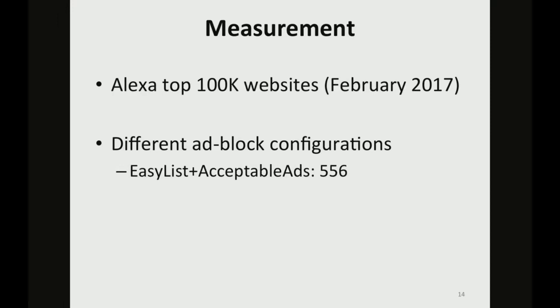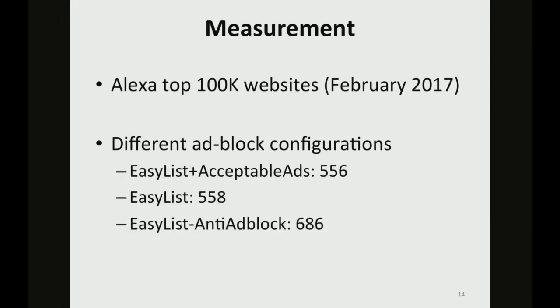When we changed this configuration to remove acceptable ads, the number increased, but not by a number that we were actually hoping for. Another thing we noted was that the easy list itself actually contains a bunch of rules which target anti-ad blockers. So this cat and mouse game is actually escalating really fast. So if we get rid of those rules, the number of websites actually shows a decent jump, and we get about 686 websites.